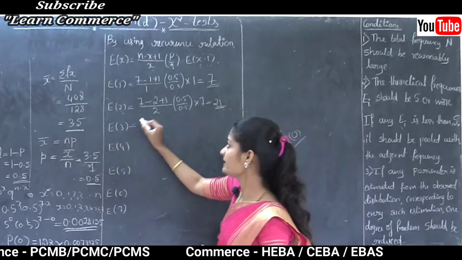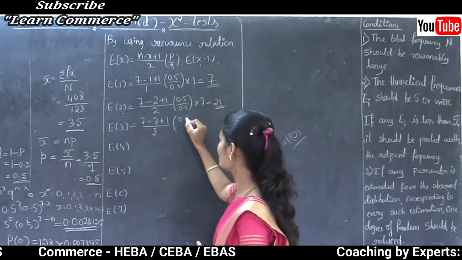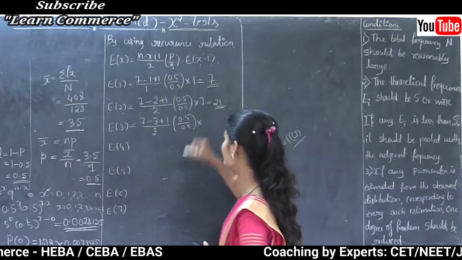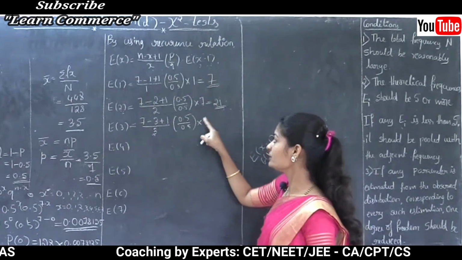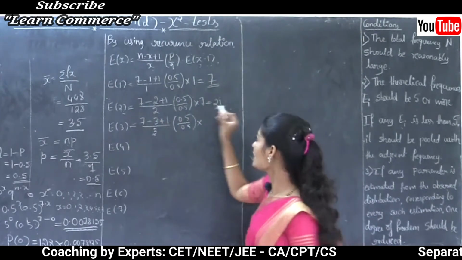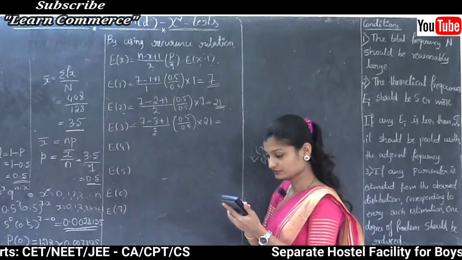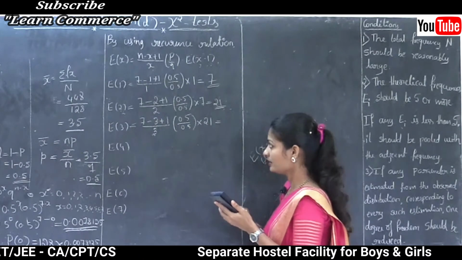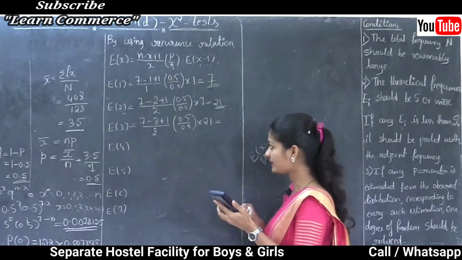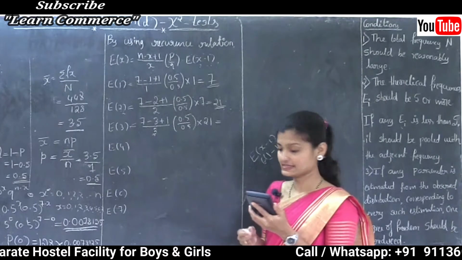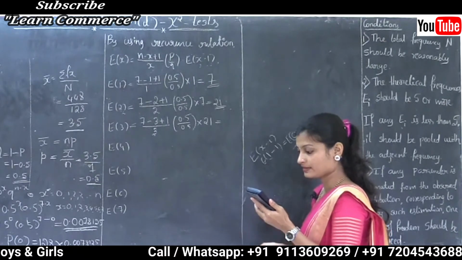Okay, next E of 3, that is 7 minus 3 plus 1 divided by 3, into 0.5 divided by 0.5, into, see here in the place of x, 3 is there, 3 minus 1 is 2, so here we need to substitute the E of 2 value, which is 21. So this is equal to 7 minus 3 is 4, plus 1 is 5, divided by 3, that is 1.667, into 1, into 21, that is 35.